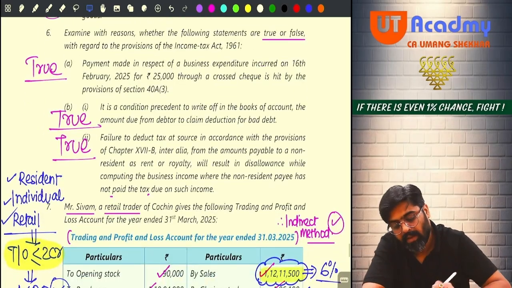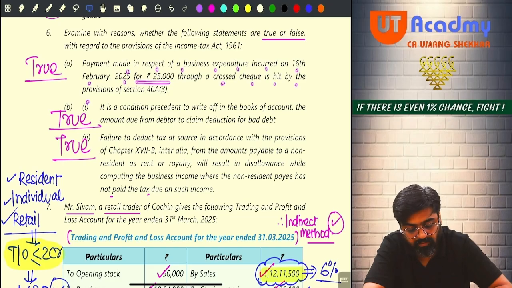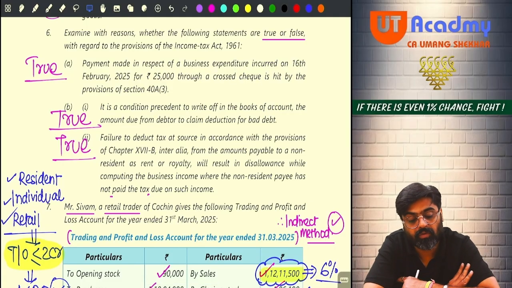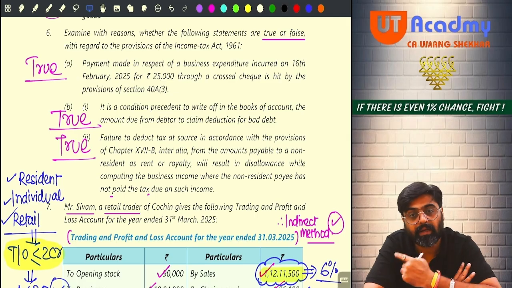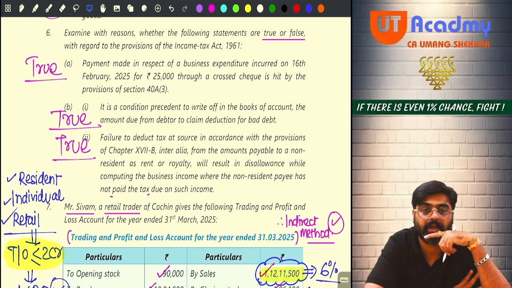Okay. Next one. Examine with reasons whether the following statements are true or false with regard to provisions of the Income Tax Act 1961. Payment made in respect of a business expenditure incurred on 16th February 2025 for rupees 25,000 through a crossed cheque is hit by the provisions of section 40A(3). Come on, a business expenditure was incurred on 16th February 2025 and the amount of that expenditure was 25,000, and it was paid in that same year on 16th February by way of crossed cheque.